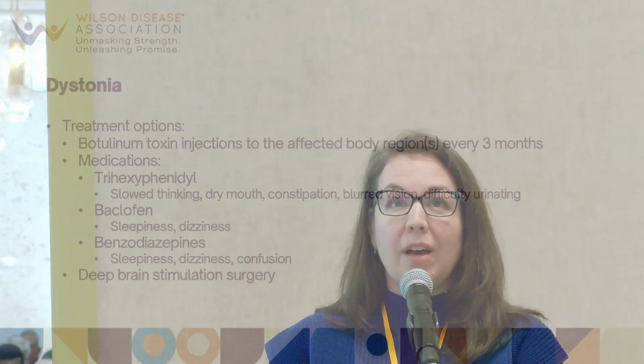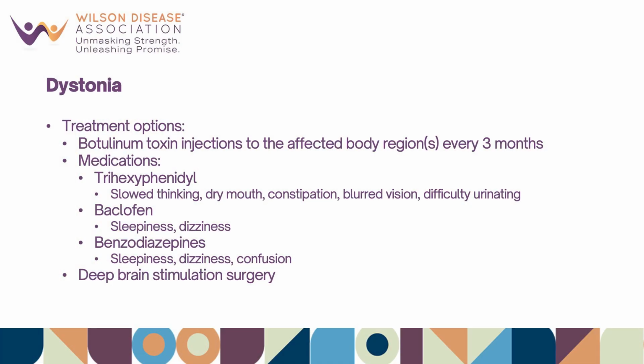So botulinum toxin injections really are our mainstay treatment in a lot of situations for dystonia. Again, those injections are targeted to the muscle or muscles that we believe are involved in these abnormal contractions. So it is a targeted approach.